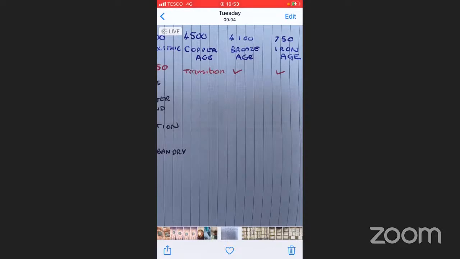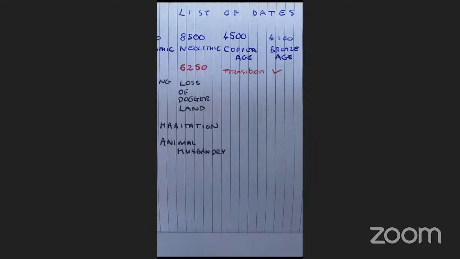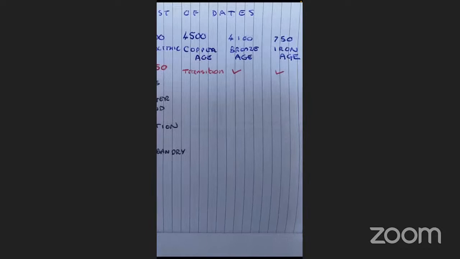And you'll actually see the Copper Age marked in the books as the Beaker period. But I just call it the Copper Age because it makes it easy, because you basically got Mesolithic, Neolithic, Copper, Bronze, Iron Age. Note the second red herring.